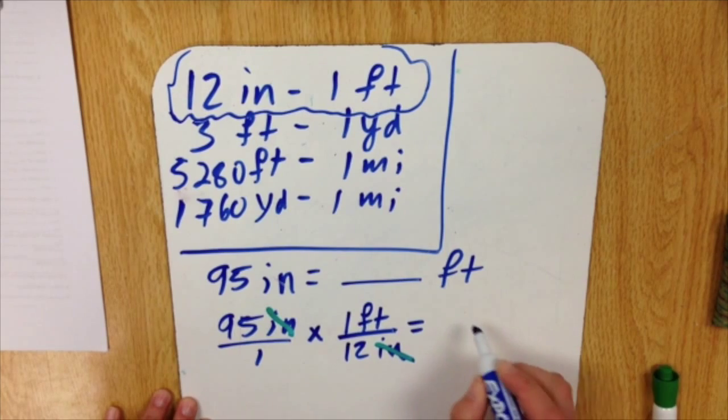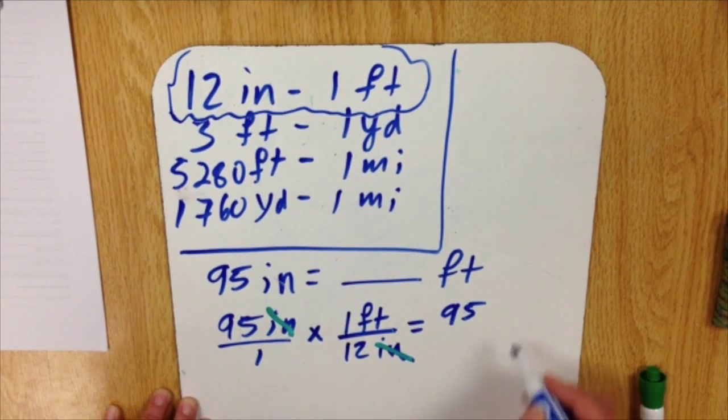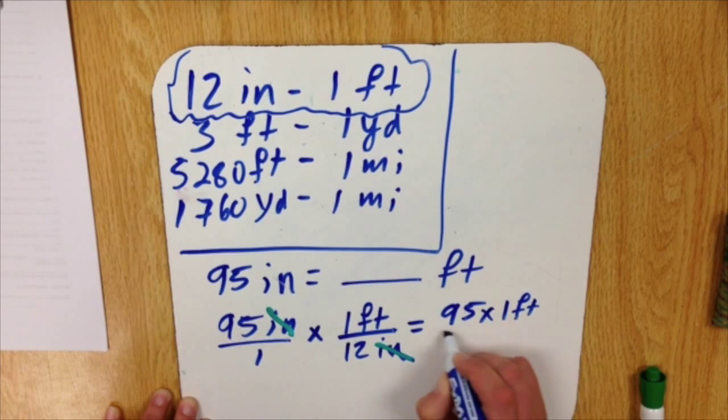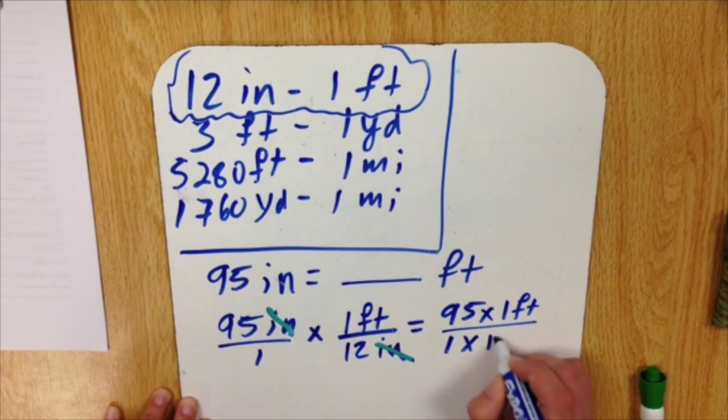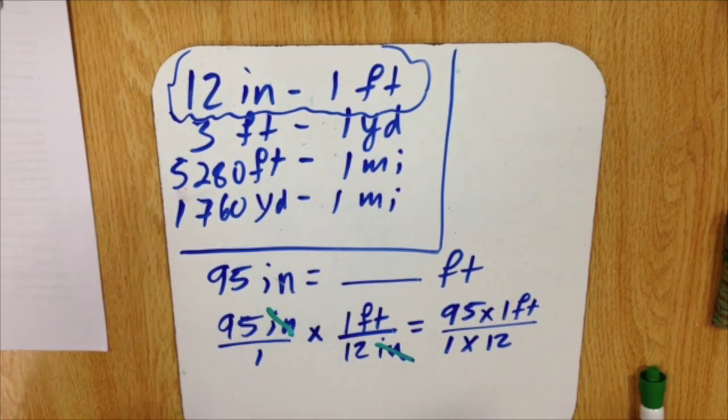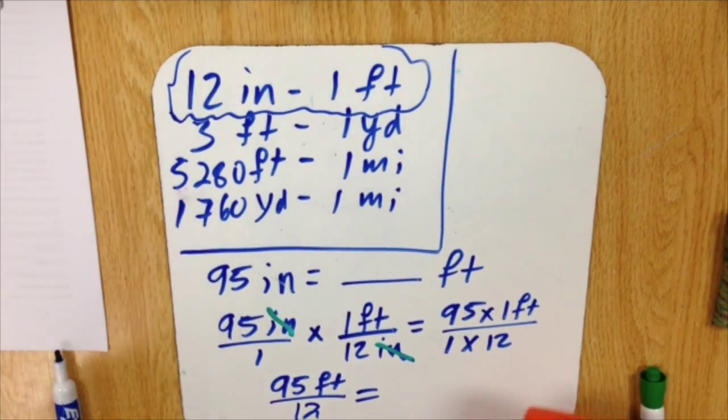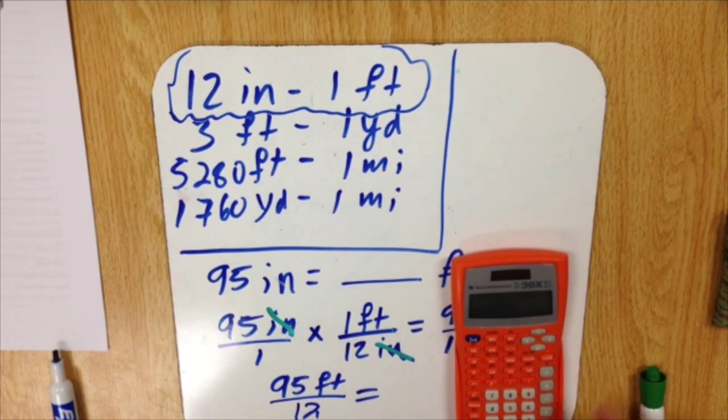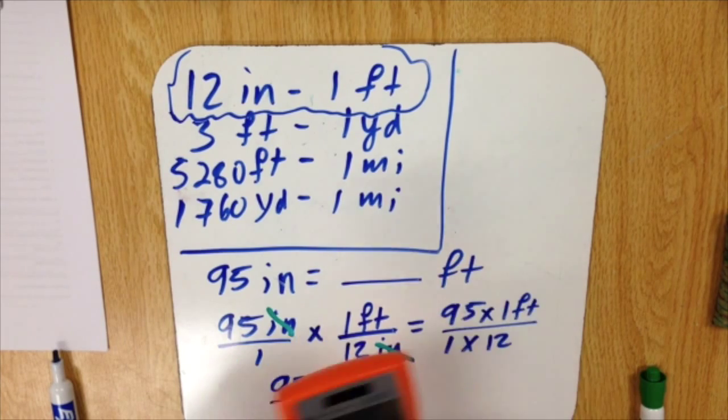This leaves me with 95, which now has no unit, times 1 foot over 1 times 12, which now has no units. You're looking at that and you're going, that's really complicated, except 95 times 1 is 95. So it's really 95 feet, because I leave my unit, over 1 times 12 is 12. So I take my 95 and divide it by 12 to figure out the answer. Now that I know that I need 95 divided by 12, I'm going to pull out my trusty calculator, put in 95 divided by 12.